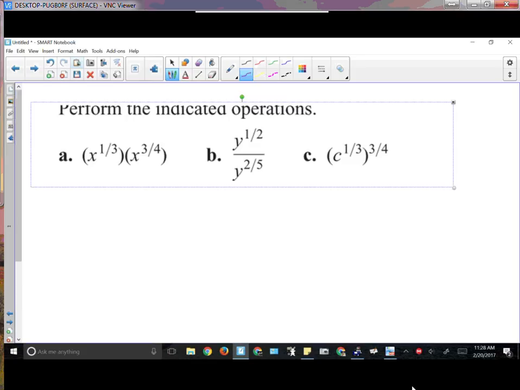Fractional exponents. Fractional exponents follow the same rules as regular old integer exponents. They follow all the rules of fractions when you're adding and you're multiplying. So if I am looking here at a, this is going to be x to the what power?